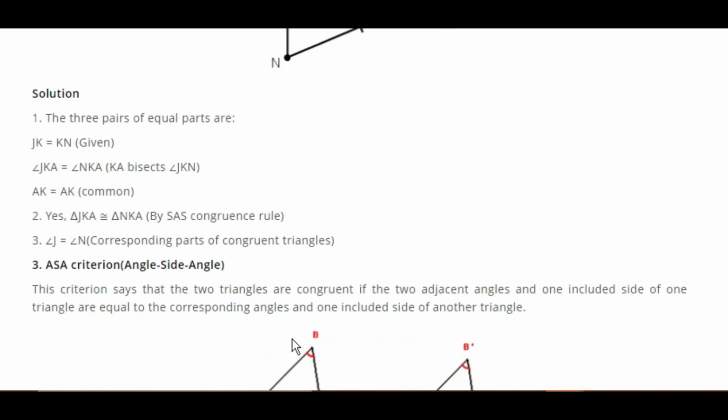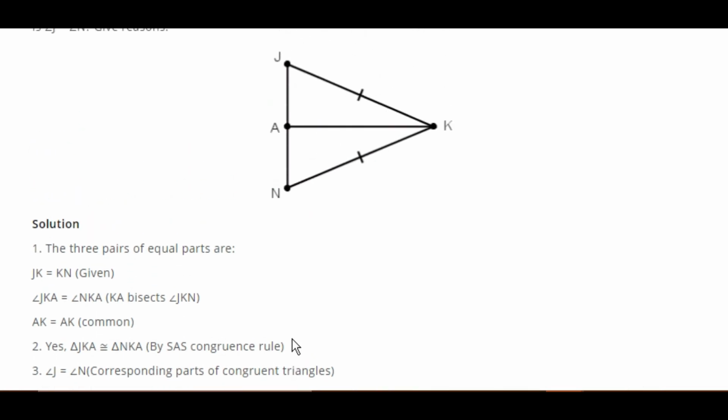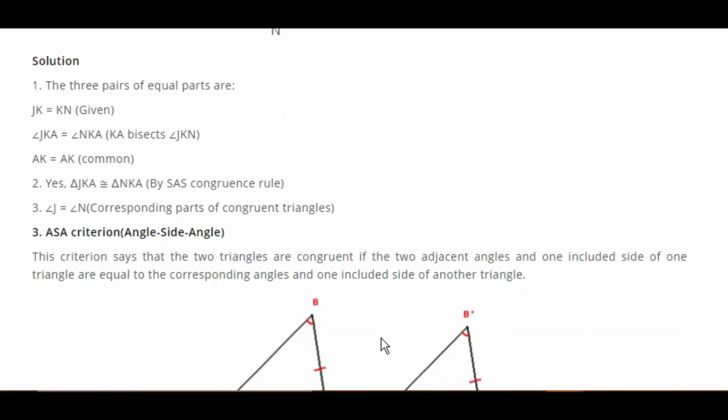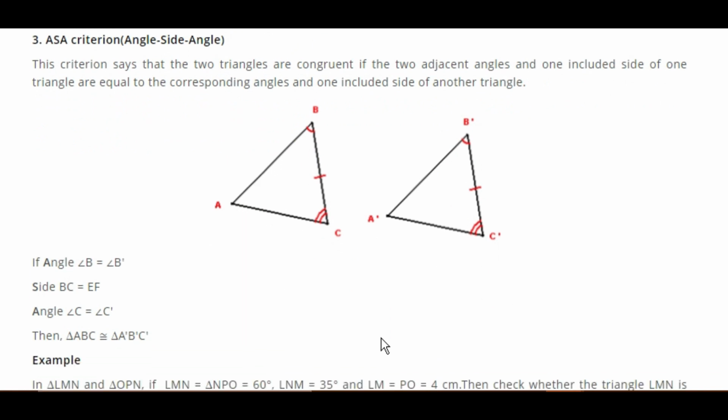Here we have the solution. You can match with this triangle. The three pairs of equal parts are JK and KN, then angle JKA. Which angle? This is JKA and this is NKA, and AK is the common side. By this SAS rule, this triangle should be congruent, and angle J is equal to angle N, corresponding part of congruent triangle, CPCT.